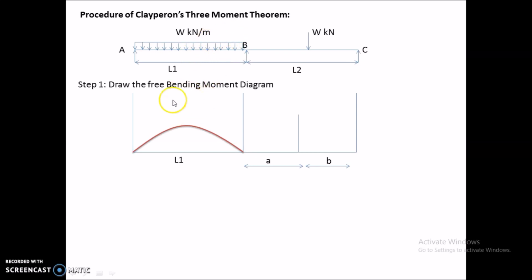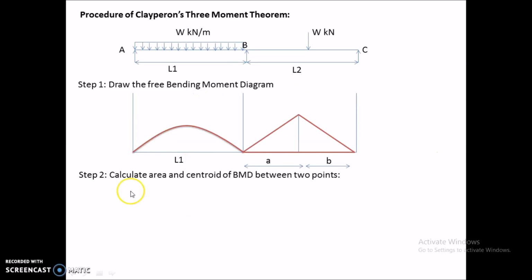No need of values here. I am just explaining the procedure. Later on we will deal with values. So this will be in the parabolic shape, and the bending moment diagram of this span will be in this triangular shape. So this is my free bending moment diagram.